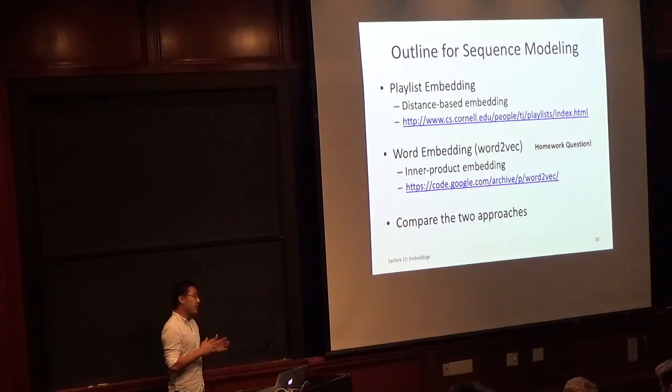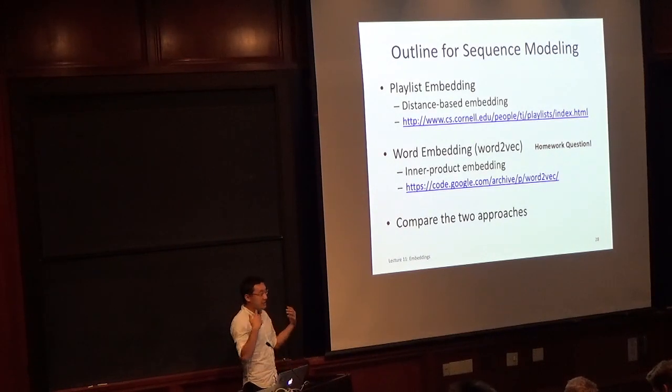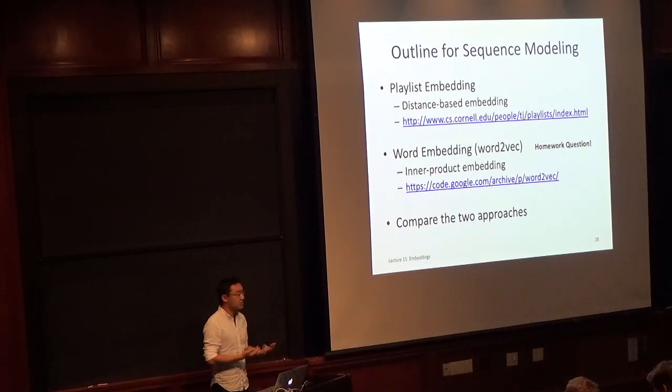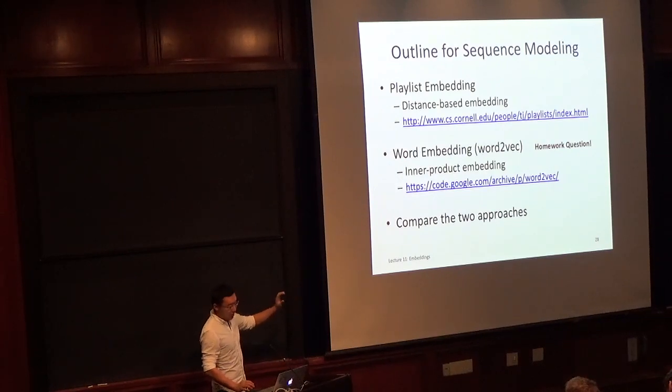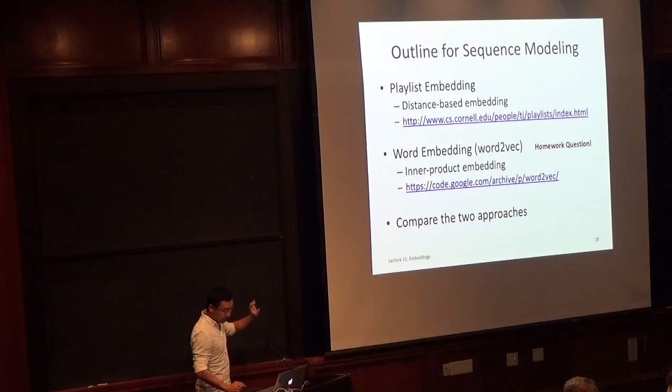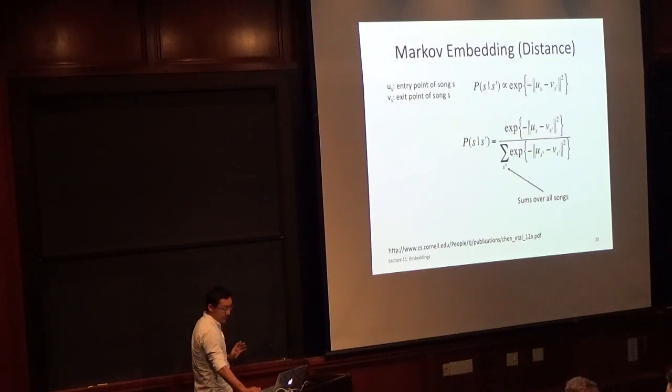So one of the ways that we can avoid that is to learn a low-dimensional embedding, so that we can estimate these probabilities very similar to how we estimate logistic regression models, but with a feature that we're going to learn, which is the embedding. And so we're going to talk about it in the context of playlist embeddings and word embeddings, or word-to-vec. And then we'll do a little bit of comparing of the 2 approaches.